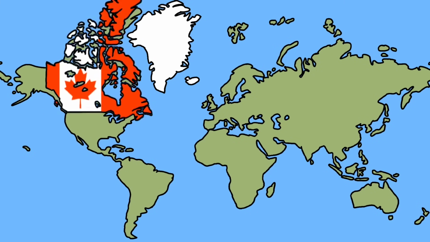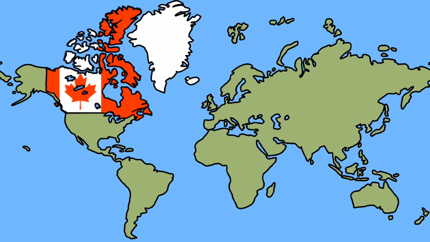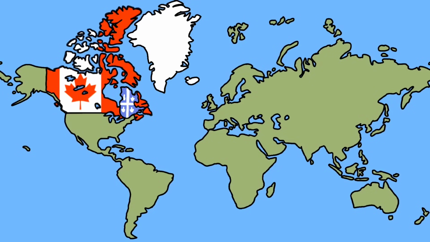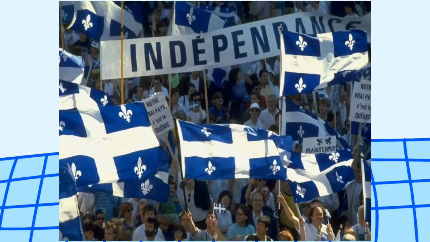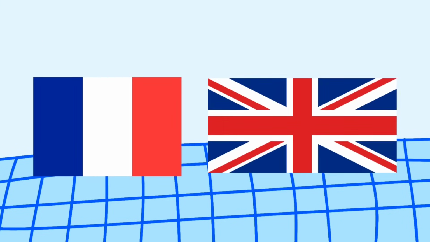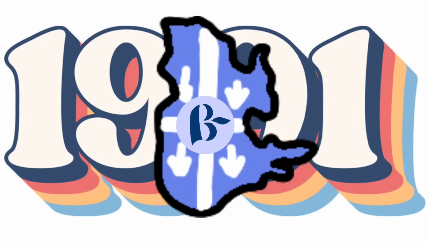As you should know, especially if you live here, Canada has two official languages, English and French. And you should also know that the majority of that French exists in Quebec. Throughout its history, Quebec has had significant advocates for independence from Canada, mainly due to the contrast in Francophone and Anglophone culture. So that's why in 1991, the Bloc Québécois party was formed.